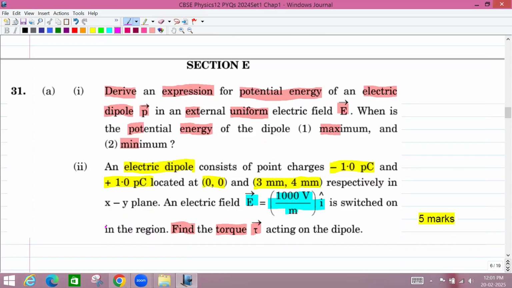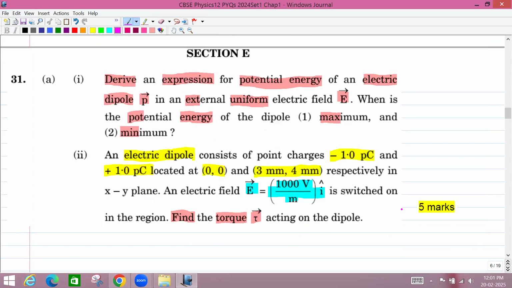Let's go to the next question. This is a 5-mark question. 31A, the first part: derive an expression for potential energy of an electric dipole P in an external uniform electric field E. When is the potential energy of the dipole 1 maximum and 2 minimum? This is the first part of the question. It's on electric dipole based on external electric field.